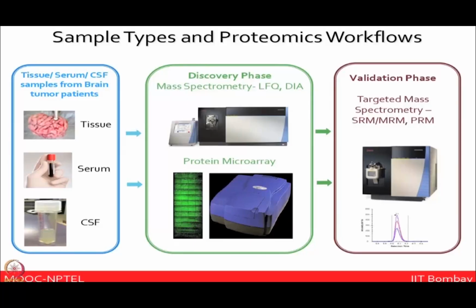You can get a variety of sample types, either from tissue, serum or cerebrospinal fluid. Use these biological specimens to do discovery, either using a mass spectrometry based workflow or a protein microarray based workflow, and after identifying the potential candidate targets, one could go on to validate the biomarkers using a targeted proteomics based workflow. So, let us see how the technologies we talked about in my first lecture can be put together and used in this kind of clinical problem.